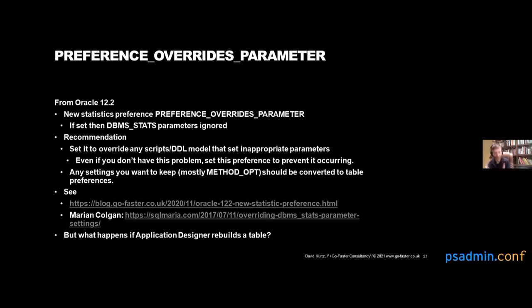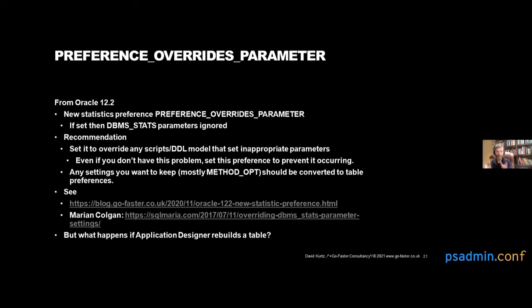This preference setting forces the use of the data dictionary declared statistics preferences, so that if someone has coded something peculiar, it will have no effect. They won't be able to do the wrong thing. And as the DBA, you have control over it. Even if you haven't got this problem, I'd still set this preference to stop this problem ever emerging.